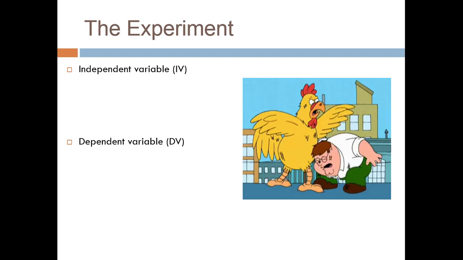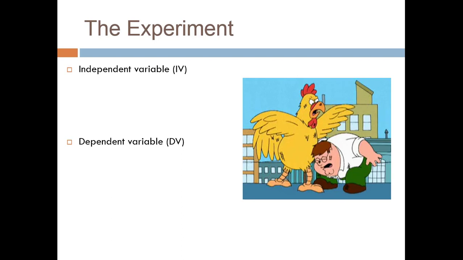In the experiment, we have two essential components. These components are the independent variable, also known as the IV, and the dependent variable, also known as the DV. The IV is the variable that is manipulated by the experimenter. For example, if we were to look at a study that is investigating if violent television and movies leads to aggressive play in children, the IV would be the violent television.